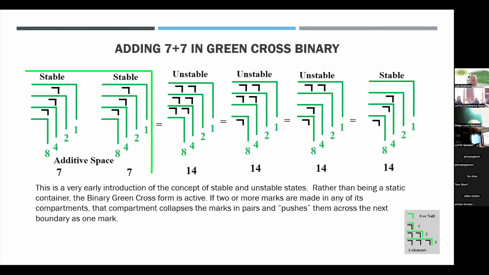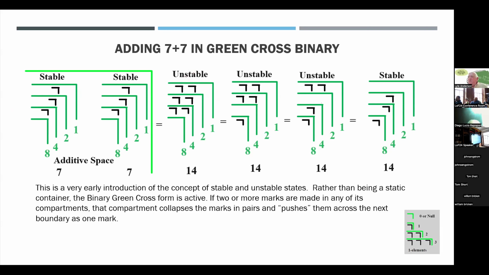Okay, so Walter mentioned stable and unstable states. When you make up, here's adding 7 and 7 using this method. Okay, the space in here only allows, it rejects the presence of two or more black crosses.